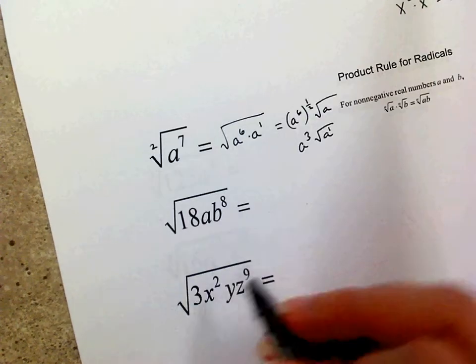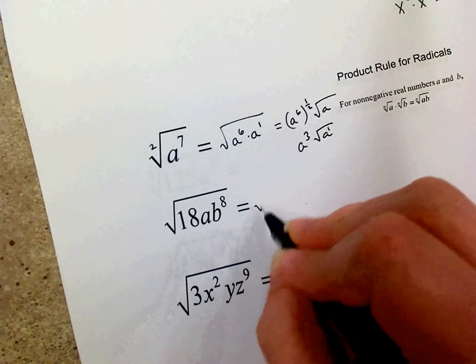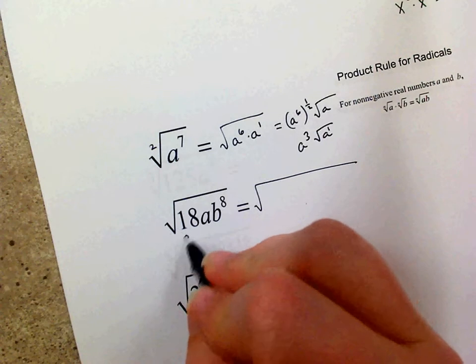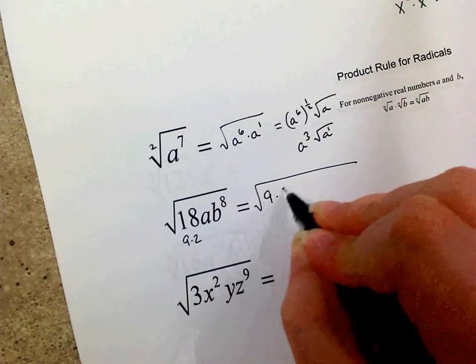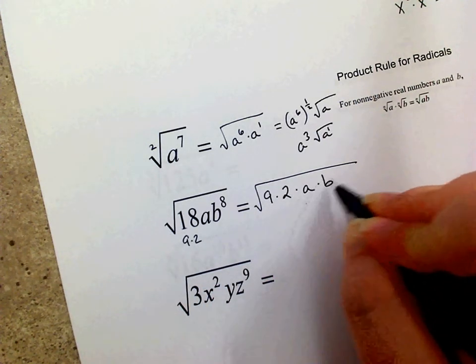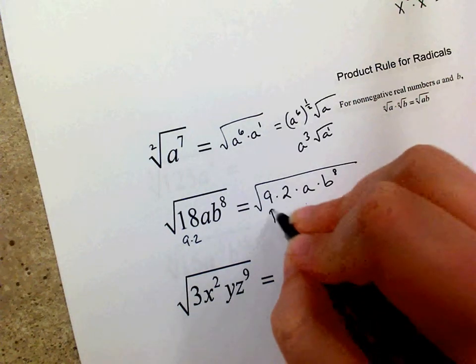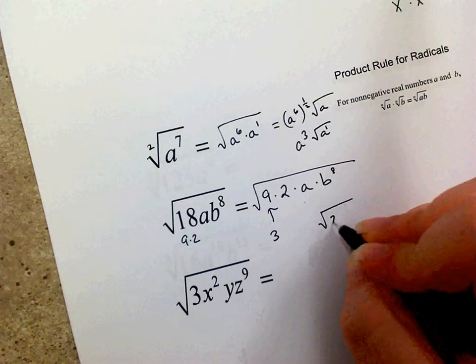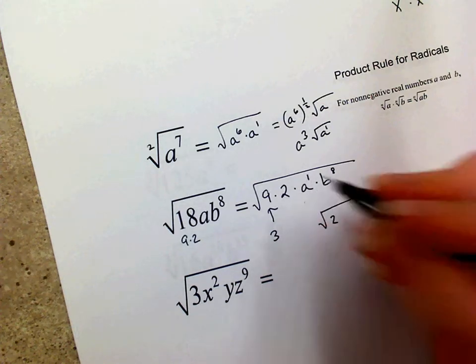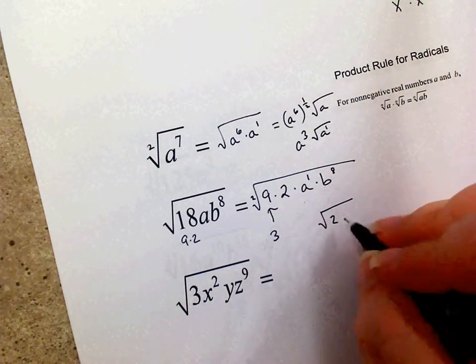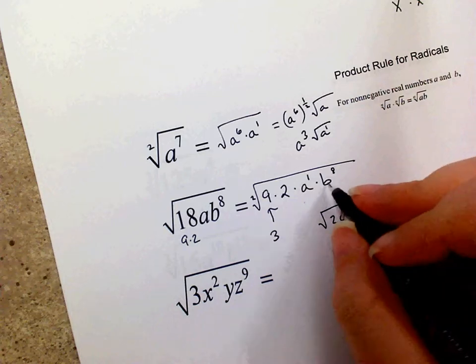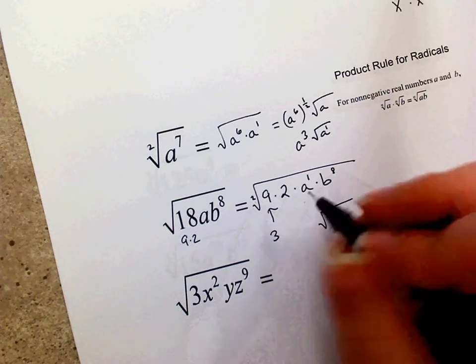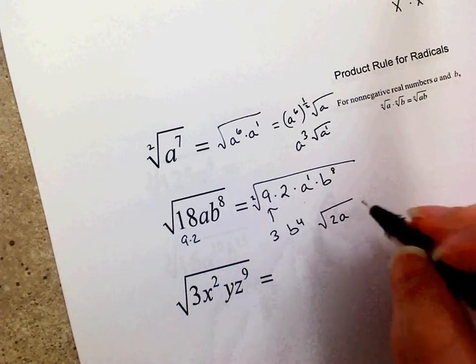So then this right here, 18, well, that is 9 times 2. So I'm going to say 9 times 2 times a times b to the 8th. That I can take the square root of 3. This I cannot, so I leave it inside. This I cannot because it's a power of 1. 2 doesn't go into 1, so I say a to the 1st. B to the 8th, well, 2 does go into 8 4 times, so I say b to the 4th, and there is my answer.